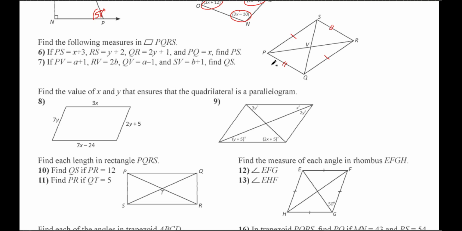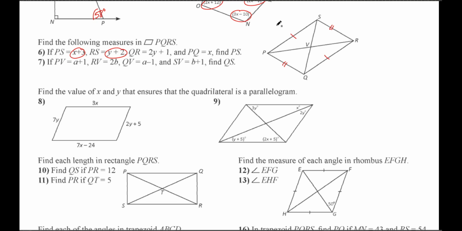So what do they tell you? PS, all right? They tell you all four sides. So basically, you just set these two equal to each other, set these two equal to each other. It looks like, let's see, QR and PS. Yeah, if you look at it, if I set these equal to each other, there's a little bit of an issue, isn't there? Because one's got X, one's got Y. So I couldn't solve for X or Y just with that information. But they do tell you this.